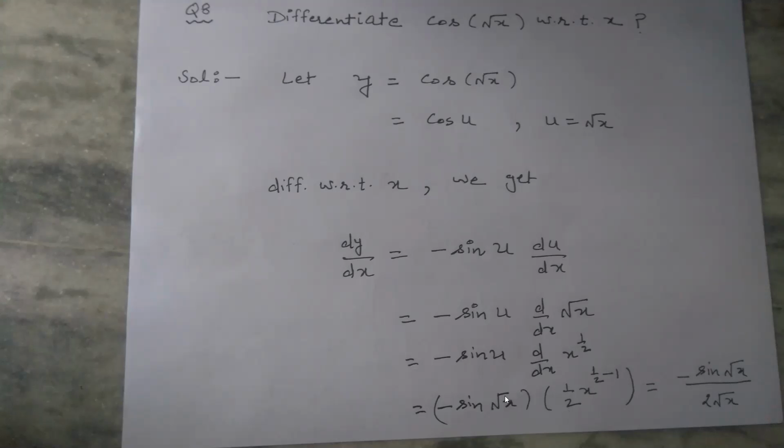So u is square root of x. So the final answer is minus sine of square root of x upon 2 into square root of x.